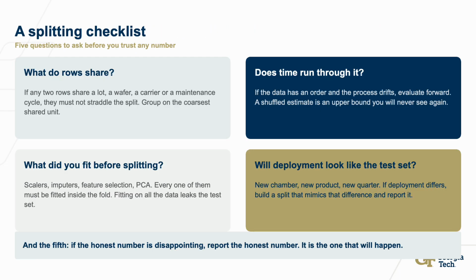Let me now consolidate segment 1 into a checklist you can apply to any project in this course and after it. What do rows share? If any two rows share a lot, a wafer, a carrier, a maintenance cycle, anything that they must not straddle the split. Group on the coarsest shared unit. When in doubt, group more coarsely than you think you need to.